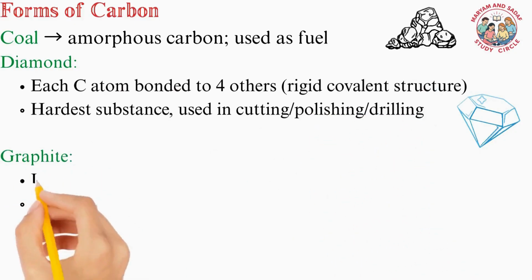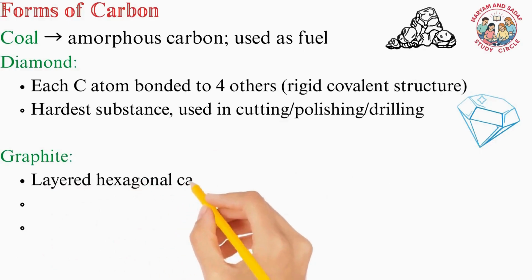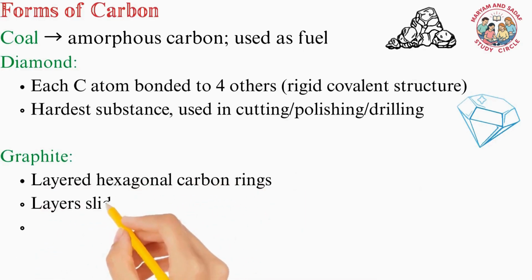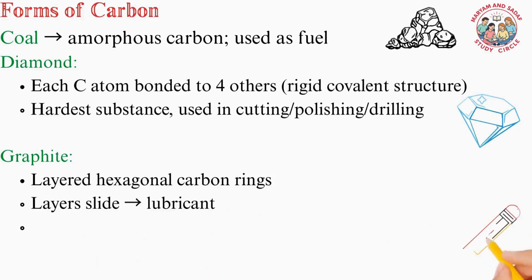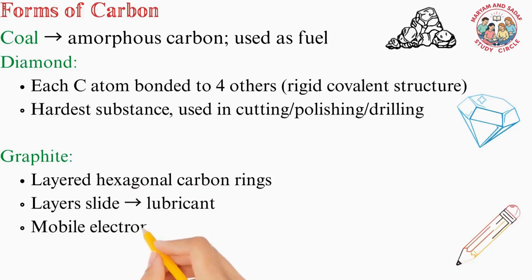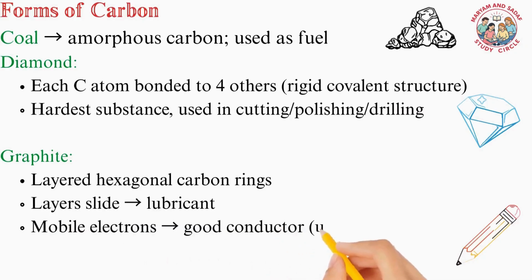Graphite has layered hexagonal carbon rings. Layers slide, so it is a lubricant, due to mobile electrons. It is a good conductor, used in electrodes.